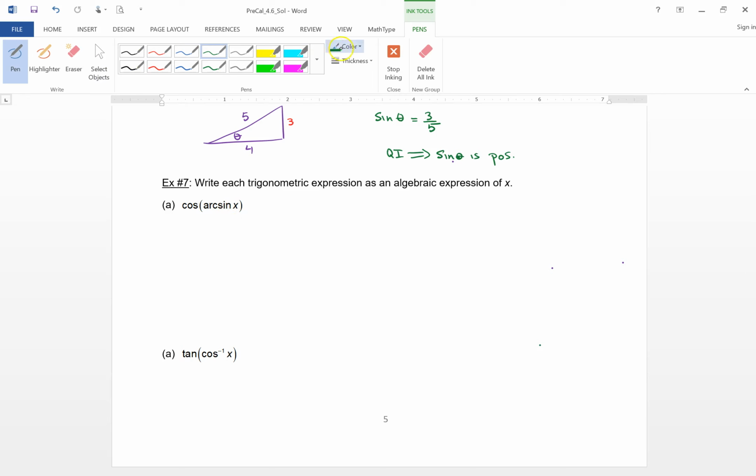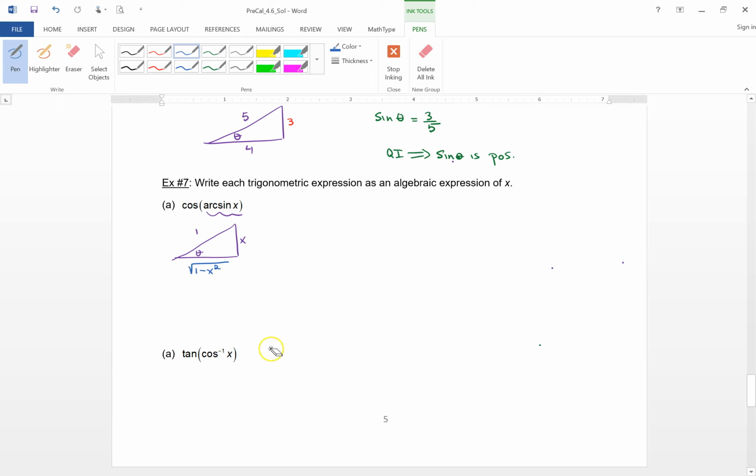So here's what we do. We start with the inner function and draw a triangle. This is theta. The sine of it is x over 1, meaning opposite over hypotenuse is x over 1. So how do I find that missing side? It's the square root of 1 minus x squared. Okay? Pythagorean theorem.